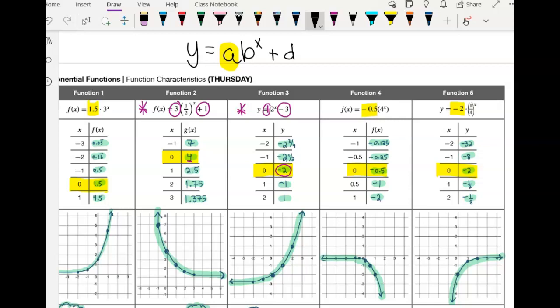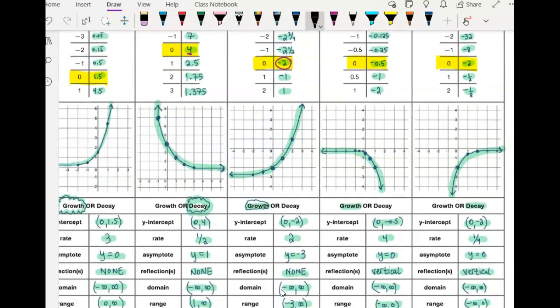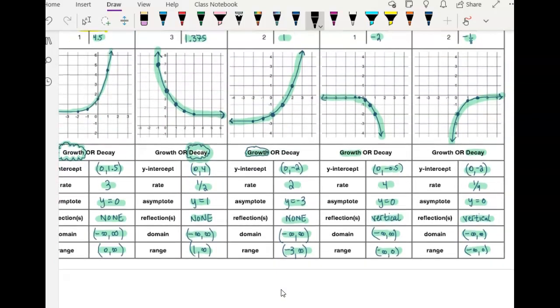Notice in all the other graphs what the asymptote is as well. Look at function 1, function 4, and function 5. In function 1, 4, and 5, the asymptote is always 0. And if you think about that, that's because there's nothing being added or subtracted to those functions. If you look up top, there's no vertical shift happening. However, in function 2 and function 3, there is a vertical shift. And that actually impacted, if we go down to our key features here, where our asymptote is.